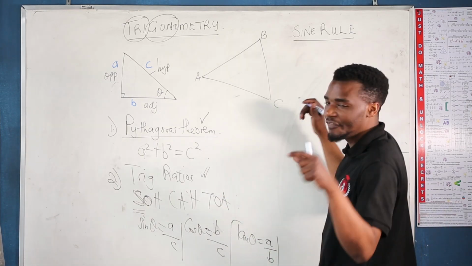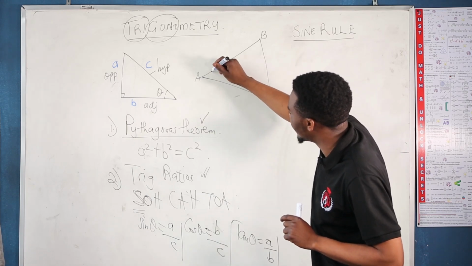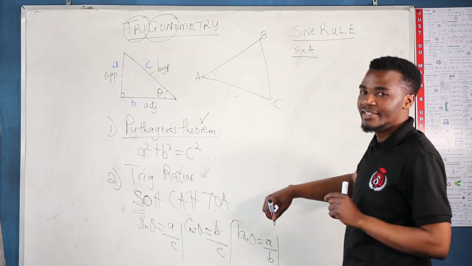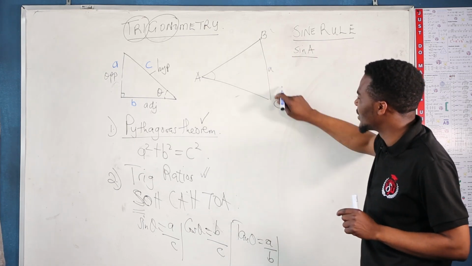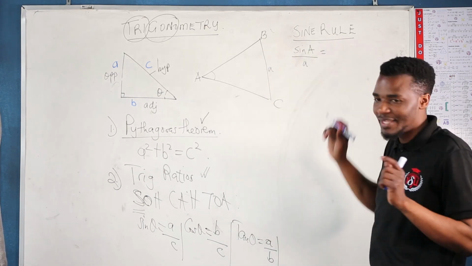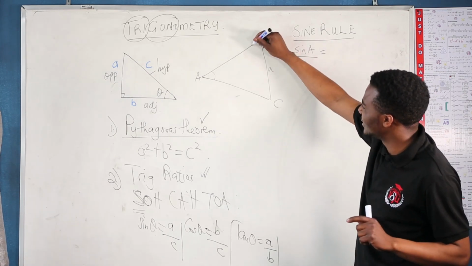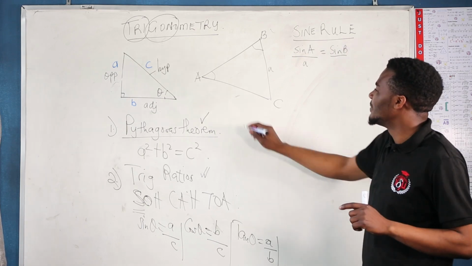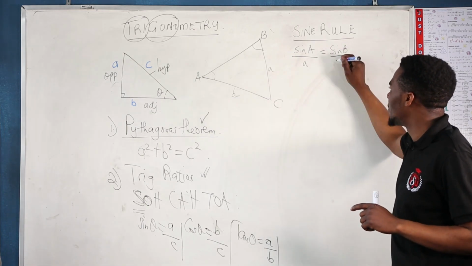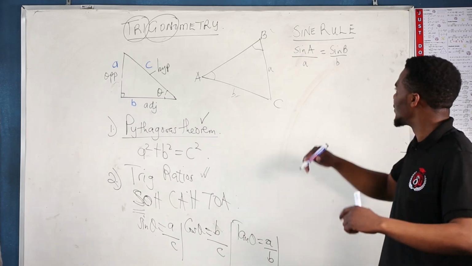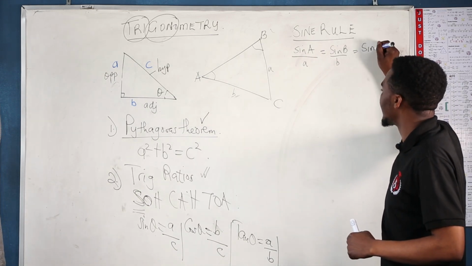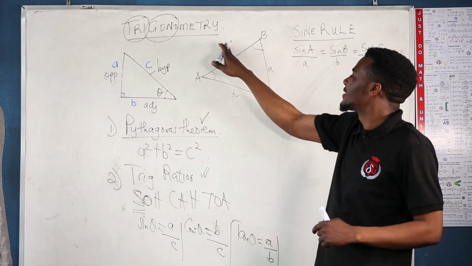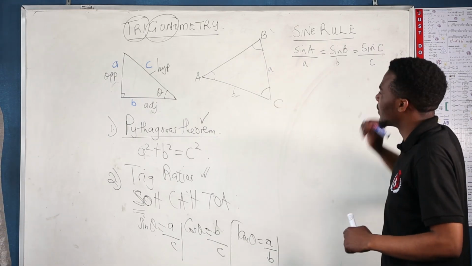The sine rule states that if you take the sine of angle A and divide by the length of the side which is opposite to A, the answer that you get is equivalent to taking the sine of angle B and dividing by the length of the side which is opposite to angle B. The answer that you get again is still the same as taking the sine of angle C and dividing by the side which is opposite to angle C.